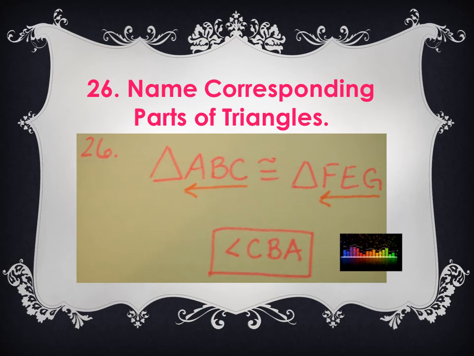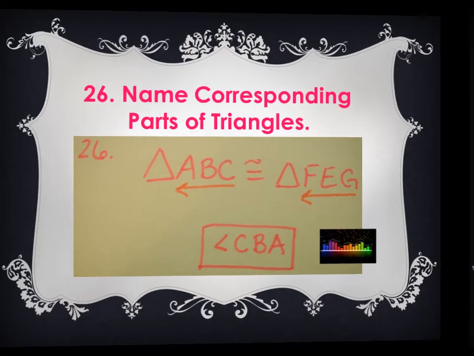In this problem, you are to name the corresponding parts of triangles. You are given triangle ABC is congruent to triangle FEG. The first that you're given is angle GEF, which is the triangle's letters going backwards. So the corresponding angle that goes with angle GEF is also going backwards in triangle ABC, giving you angle CBA.